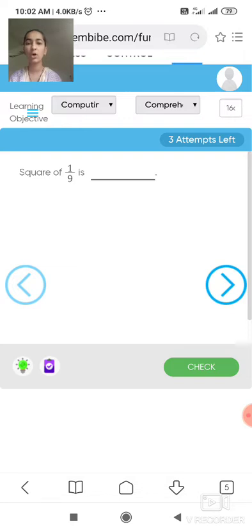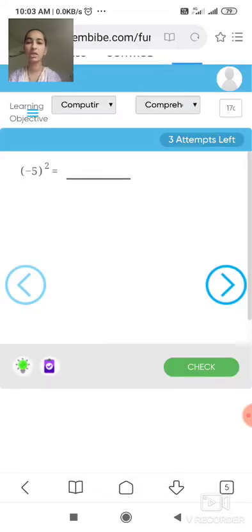Now the square of 1 upon 9 is, take the square of the denominator and take the square of the numerator. The square of the numerator is 1 itself and the square of the denominator is 81. So the square of 1 upon 9 is 1 upon 81. When you are finding the square of a fraction, take the square of the numerator and the square of the denominator. It gives the square of the original fraction. Okay students, so the square of 1 upon 9 is 1 upon 81.